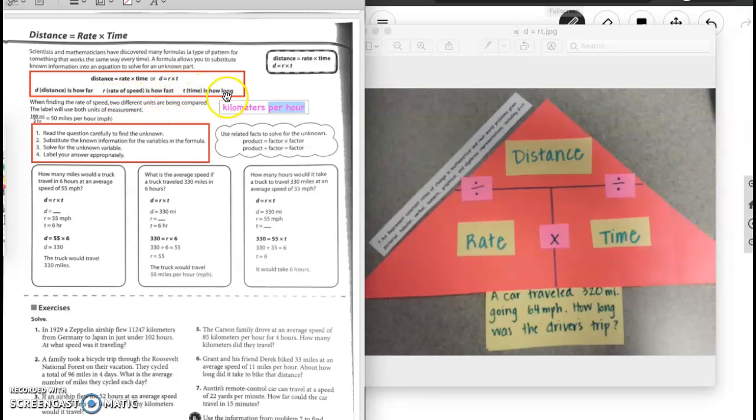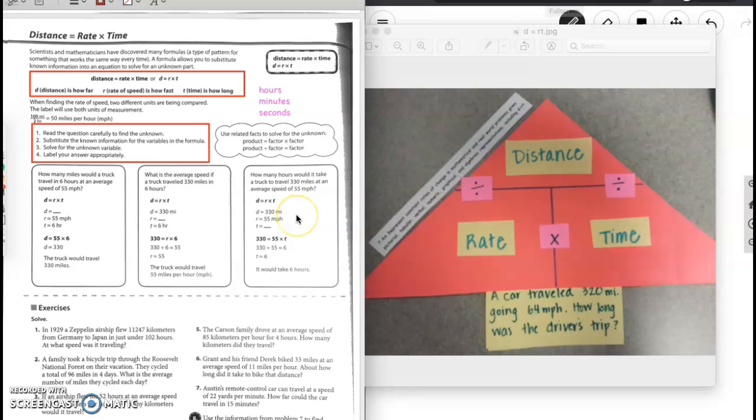And T, time, that is probably the easiest to find. Time is how long, so how long something takes. Maybe it took 6 hours, 6 minutes, 6 seconds, right? So those are some of our buzzwords for time.